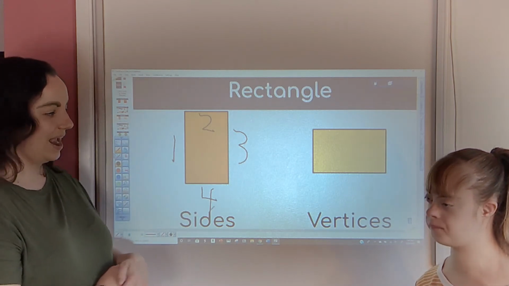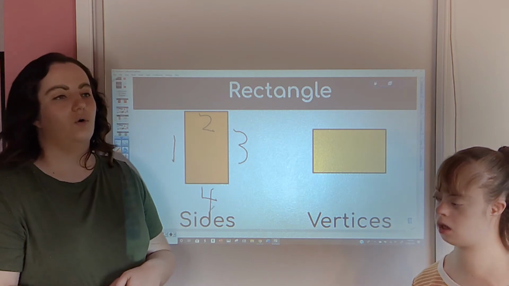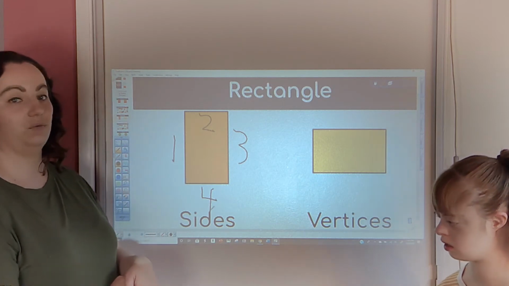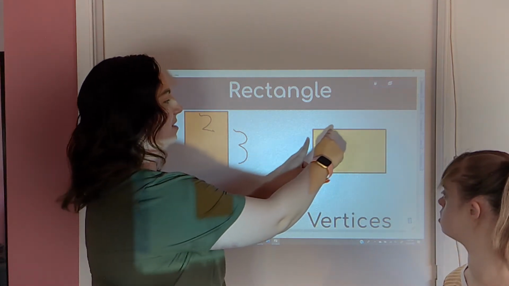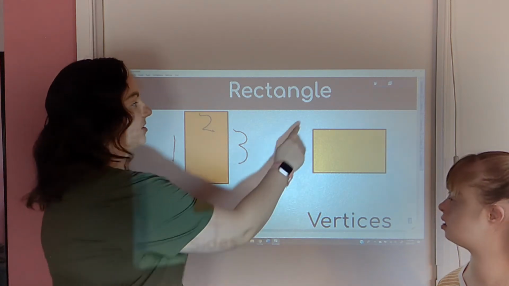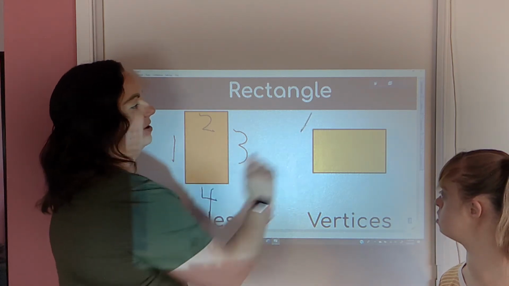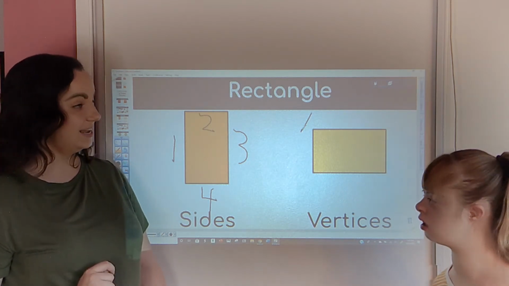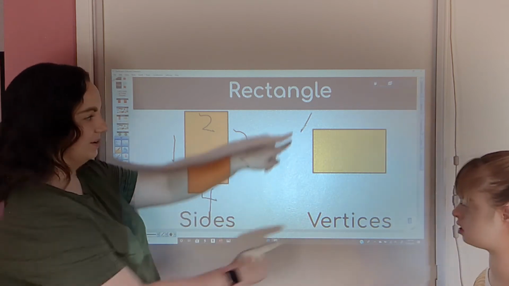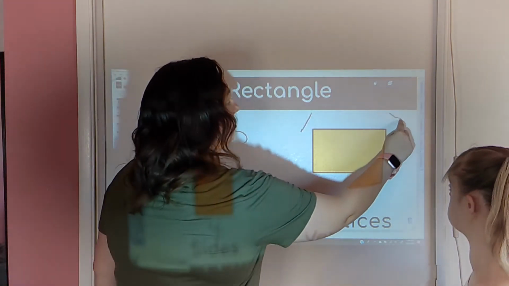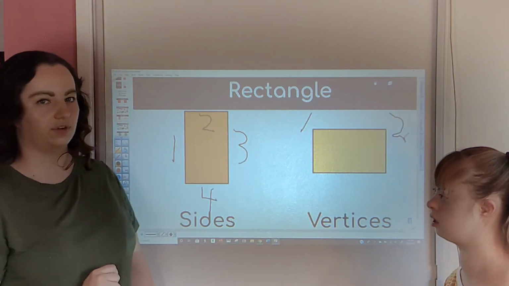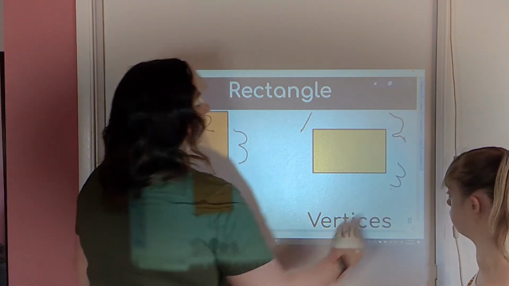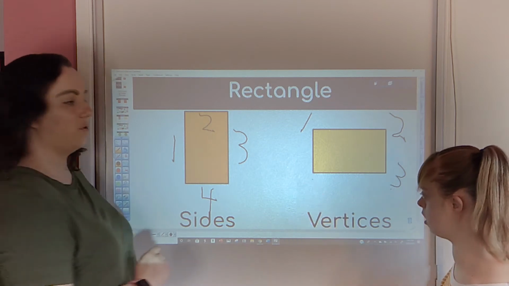Okay? Now let's see how many vertices, or corners where the two sides meet, it has. If we look here, this side comes together right there. That's one vertex right there. That corner area right there. Where's another vertex on this rectangle, Kaylee? Where is it? Right there. Yes, number 2, right there. Those two sides meet right there. 2 vertices. Where's the third one? Yes, right there. 3. And where's the last one? 4. Nice job.